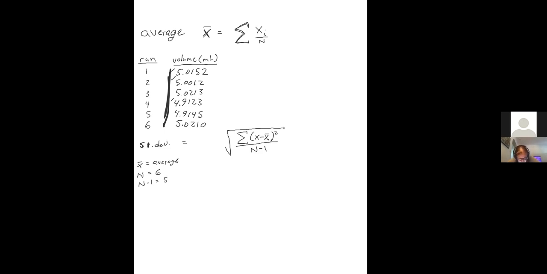So what I'm going to do is make a column of x minus x bar. Then I'm going to square it in the next column, just to be coordinated and organized. So you take the first value, 5.0152, and we subtract from it our average. Oops, I just noticed that I got rid of our average. Let me hold on one second here. Sometimes you have to be careful what you erase.